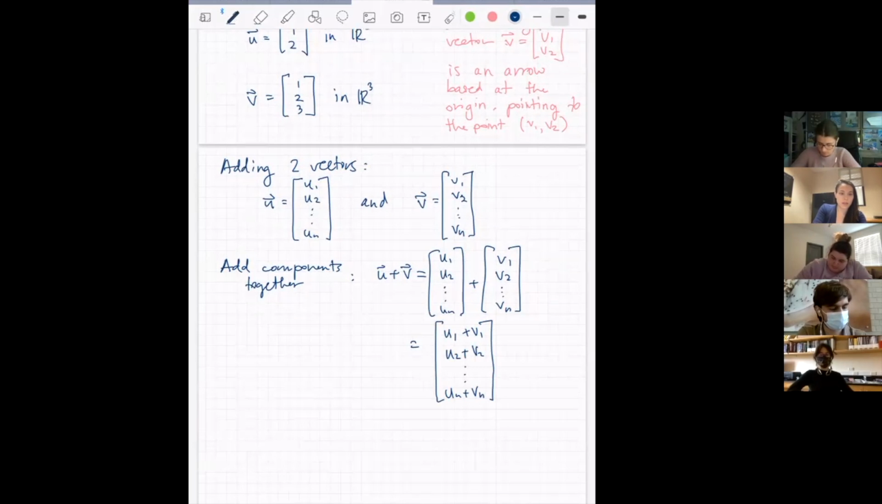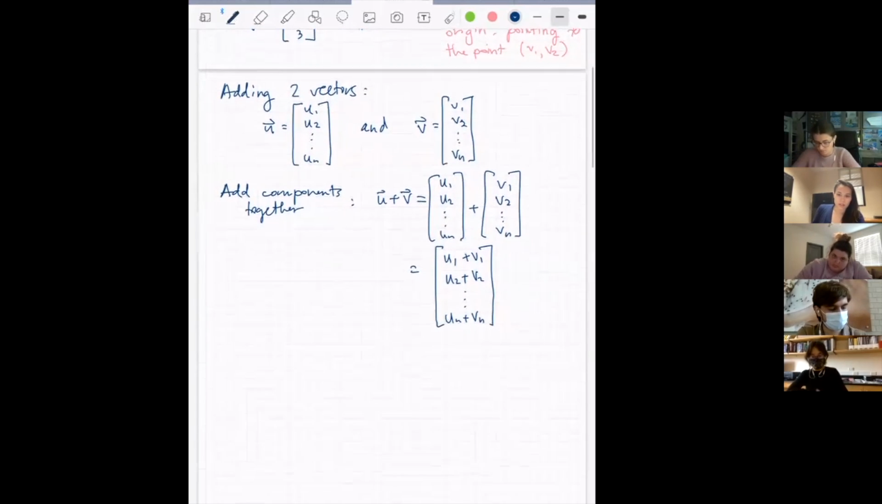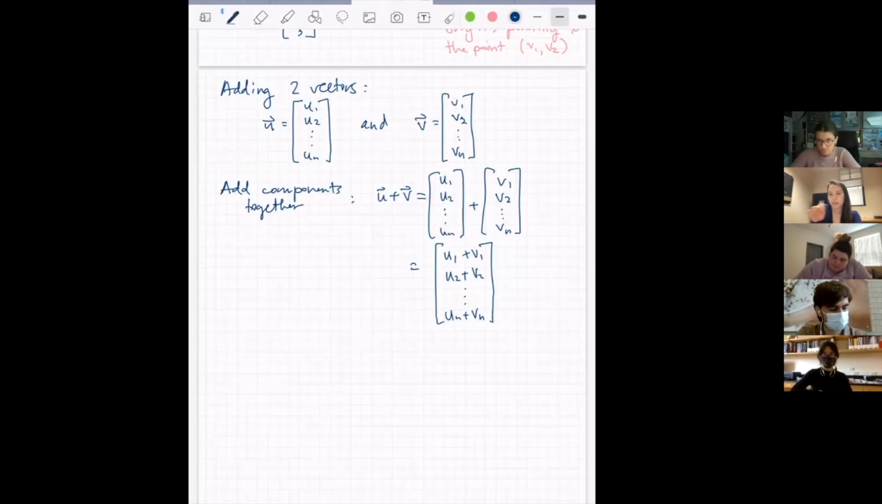Okay. And they definitely have to be from the same space in order to add them together. Otherwise, we won't have all of the components lining up next to each other, right? Okay.